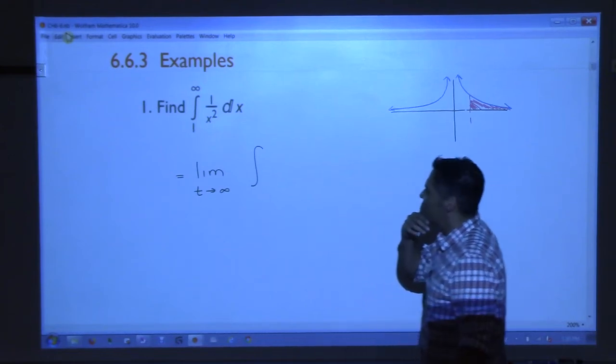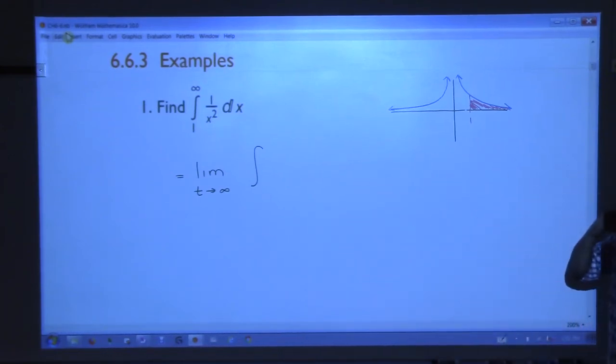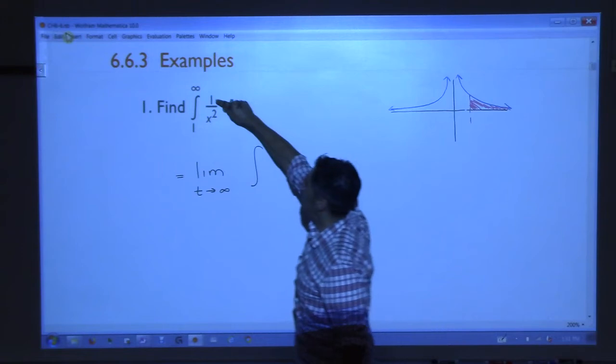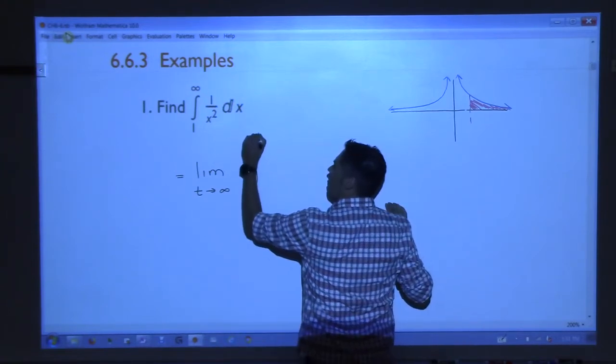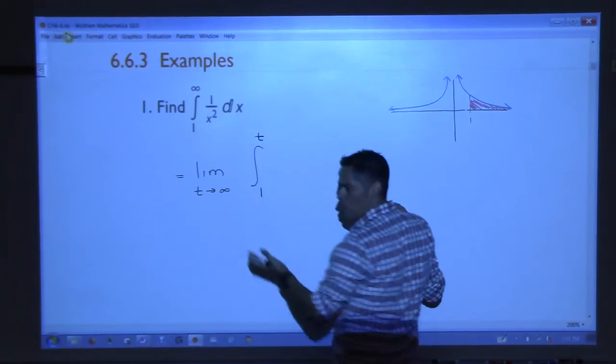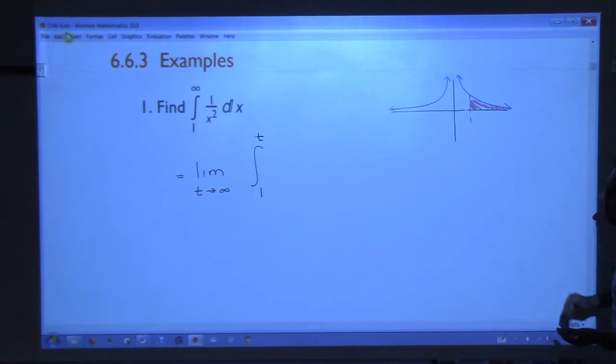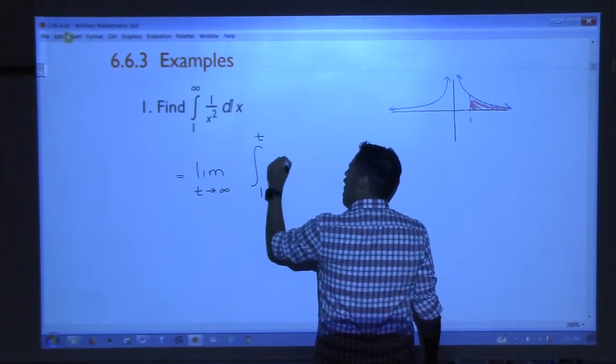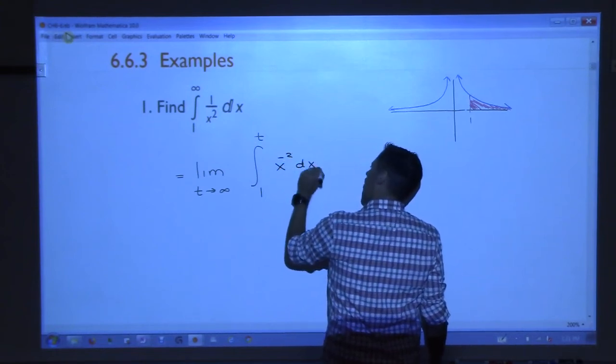What I meant is, what are we going to replace with t? We're going to replace the infinity with t. So the upper limit of integration, right? This limit of integration that was infinity is now going to be the t, and then the bottom one is still 1, right? And then we have the actual function here, which I'll rewrite as x to the negative 2, right?